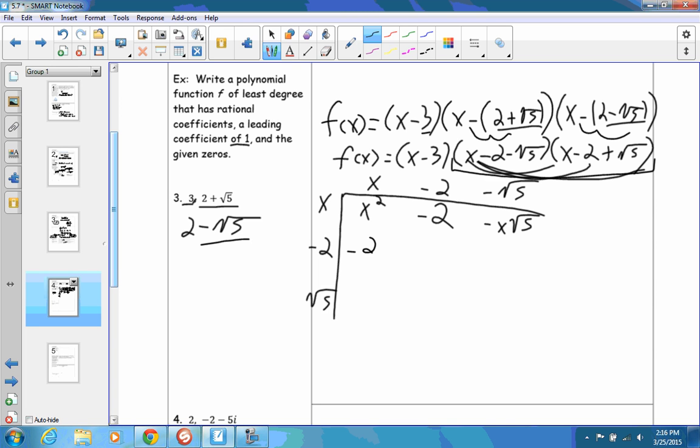So negative 2x. Yes, it should. Negative 2 times negative 2 is 4, right? And root 5 times root 5, root 5 squared, which is just the square root of what? 25, which is 5, but negative, right? Whole thing was negative.